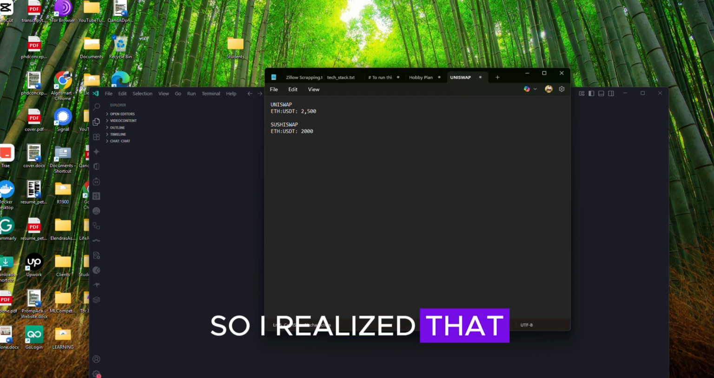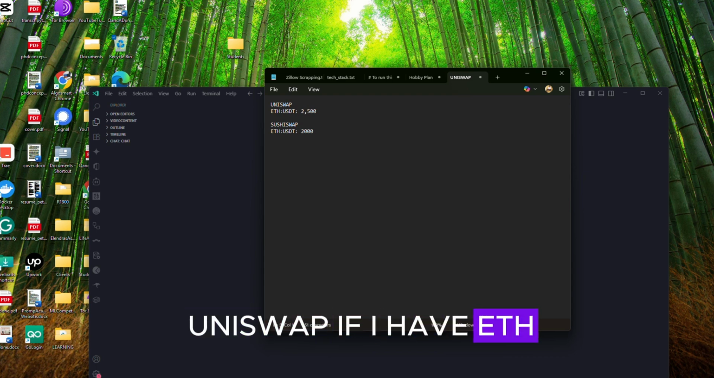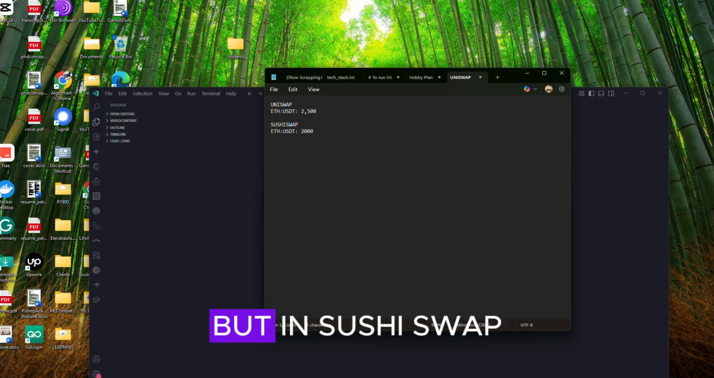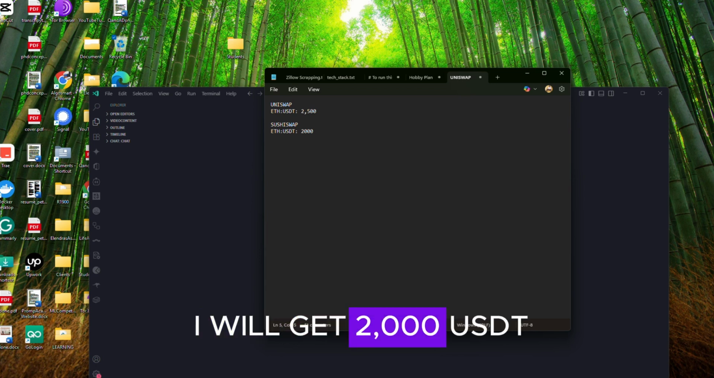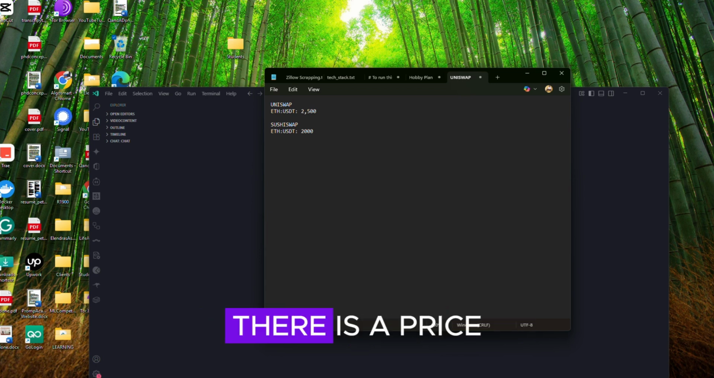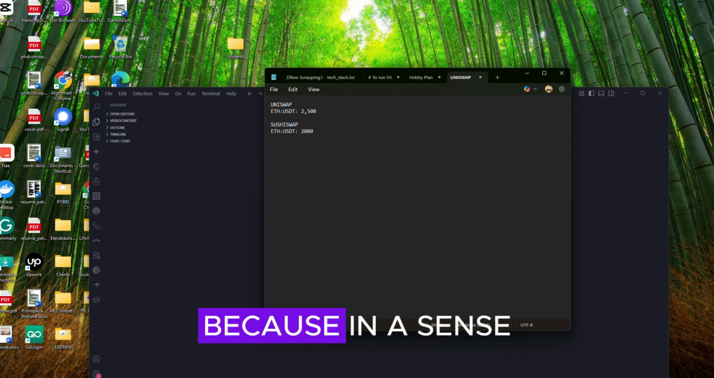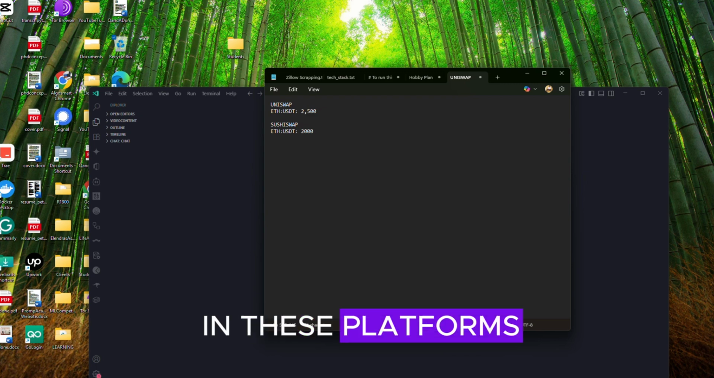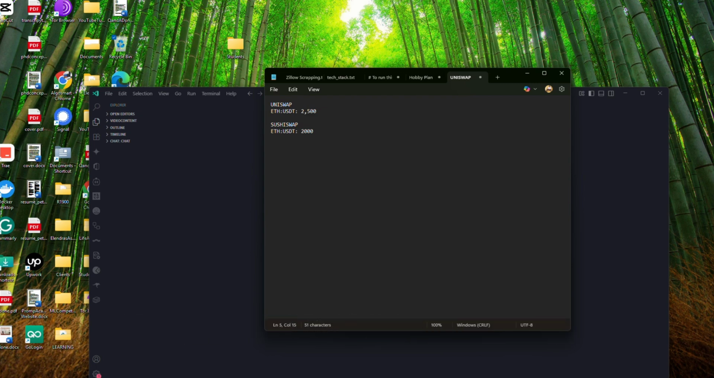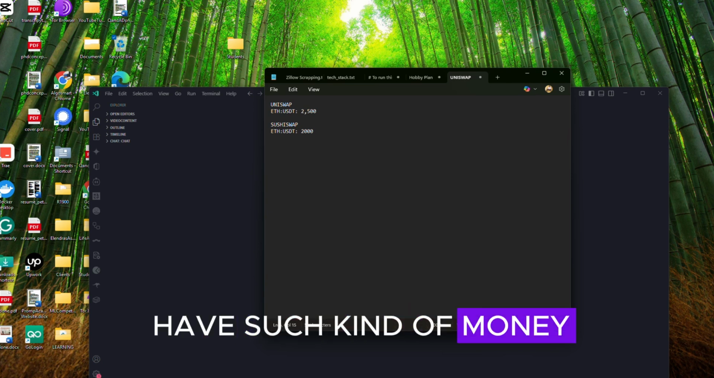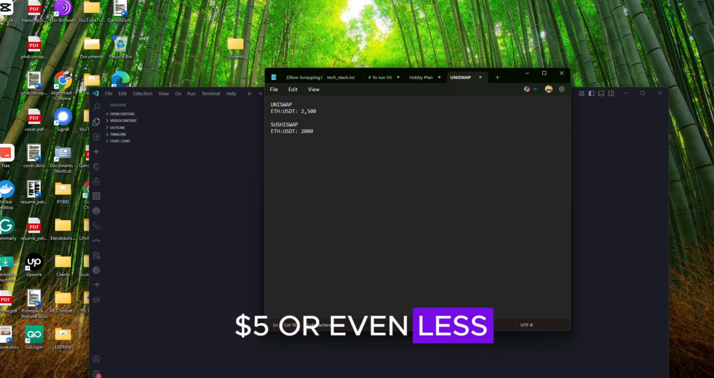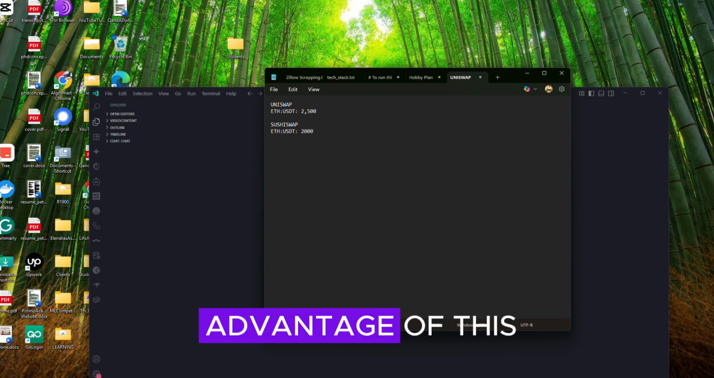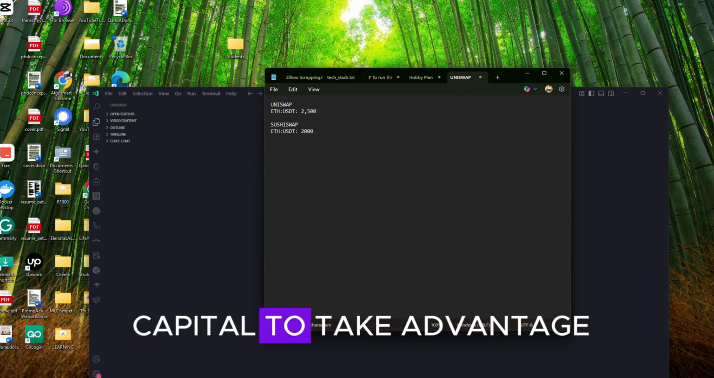So I realize that on Uniswap, if I have ETH I will get 2,500 USDT, but on SushiSwap, if I have ETH, I will get 2,000 USDT. There is a price discrepancy here because in real sense, it is the same ETH and the same USDT being traded on these platforms, but the prices are different. Because I don't have 2,500 USDT, or I don't have such kind of money, but maybe I have $5 or even less, I want to take advantage of this, but I don't have the capital to do so.